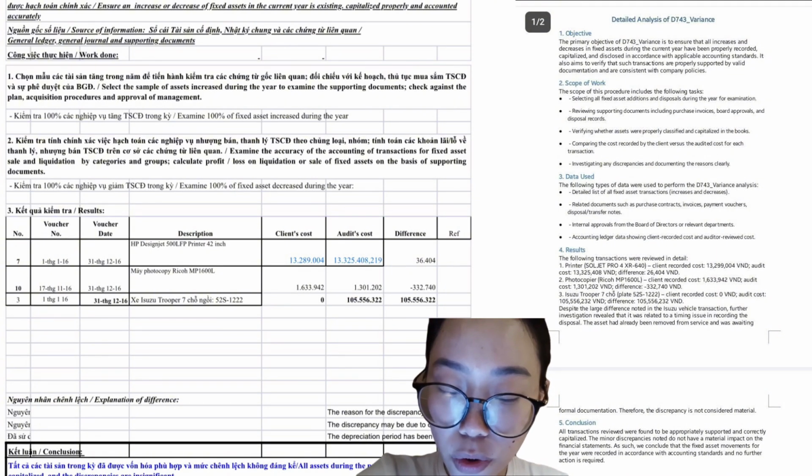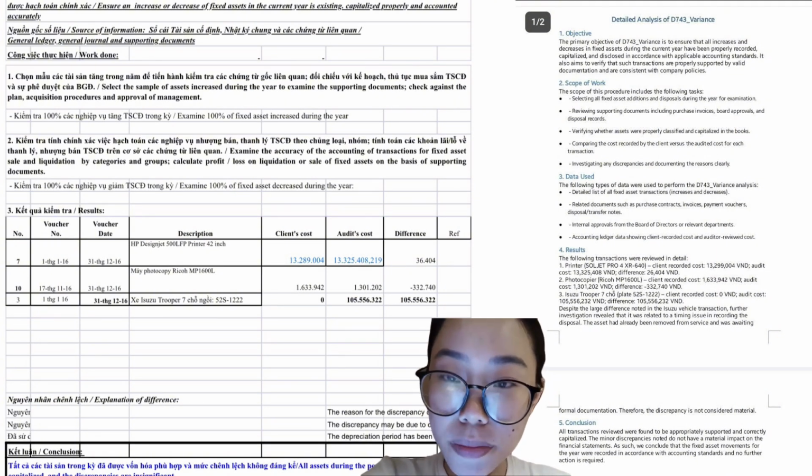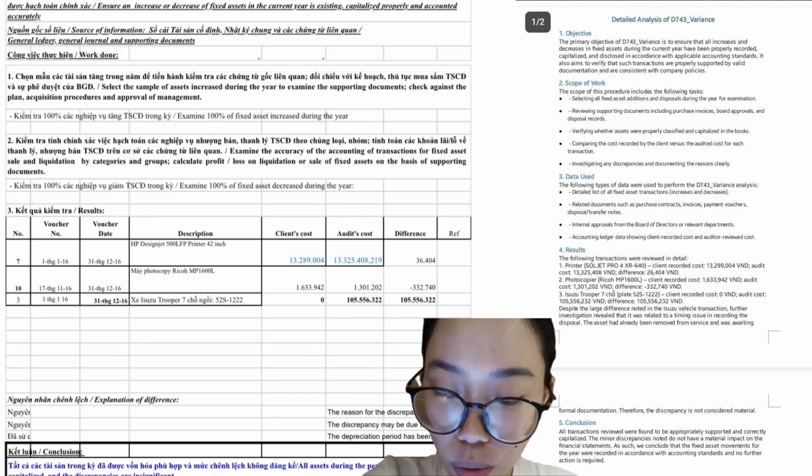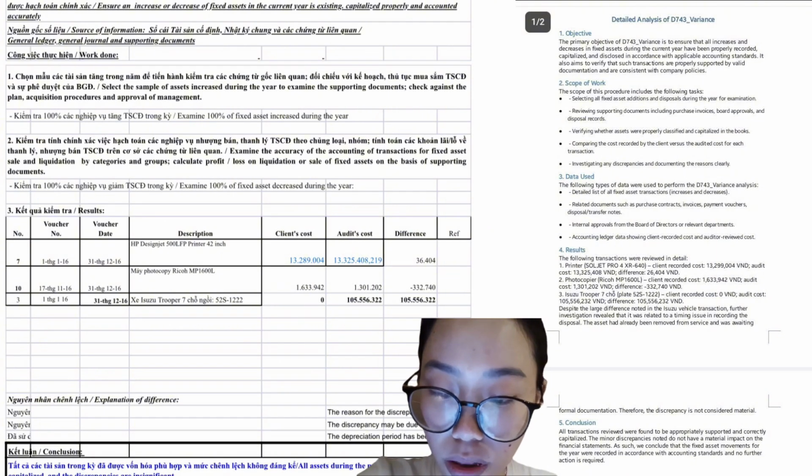The scope of this procedure includes the following tasks: selecting fixed asset additions and disposals during the year for examination, reviewing supporting documents including purchase invoices, approval, and disposal records, verifying whether assets were properly classified and capitalized in the books, comparing the costs recorded by the client versus audit costs for each transaction, investigating discrepancies and documenting the reasons clearly.